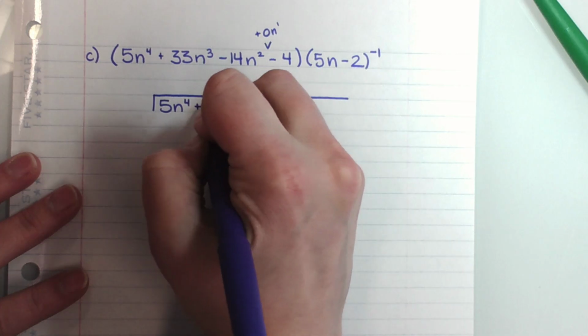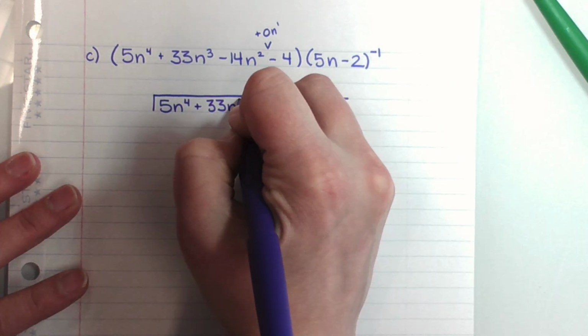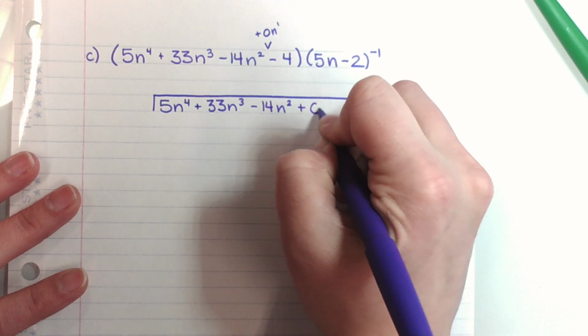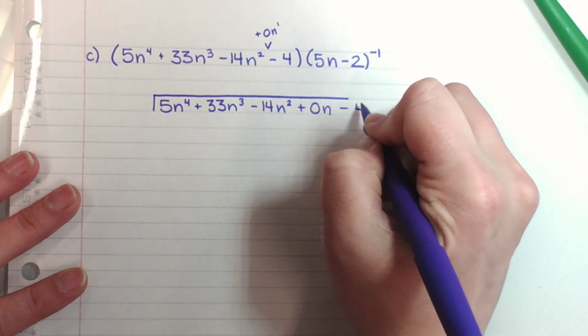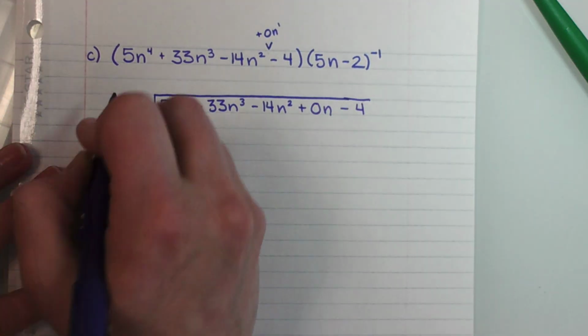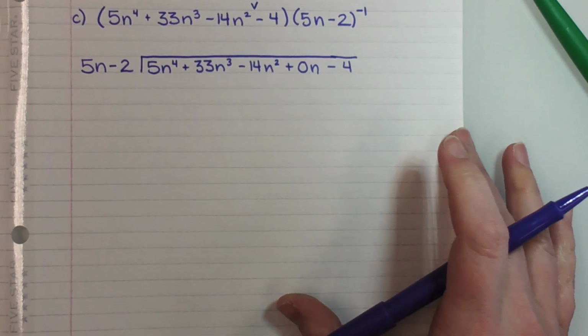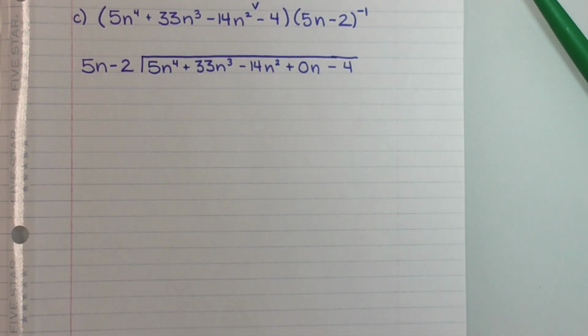5n to the 4th plus 33n cubed minus 14n squared. Here's where I put the regular n's, minus 4. Okay, I've got it written out. Now I got to do some dividing.